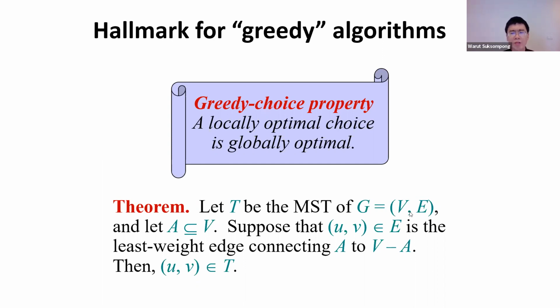So the intuition here is that we need to connect A to V minus A anyway, because otherwise they're disconnected, and we don't even have a spanning tree, since a spanning tree needs to connect everything. So in particular, it needs to connect A to V minus A. And if we need to connect them, then why not use the minimum weight edge that connects them? That's the edge UV by definition.